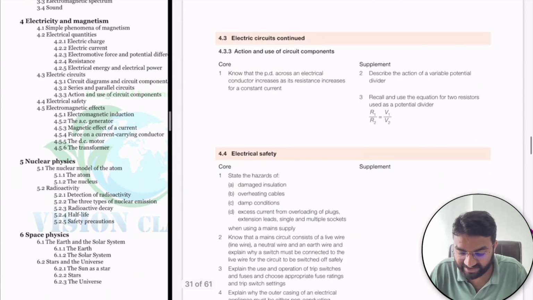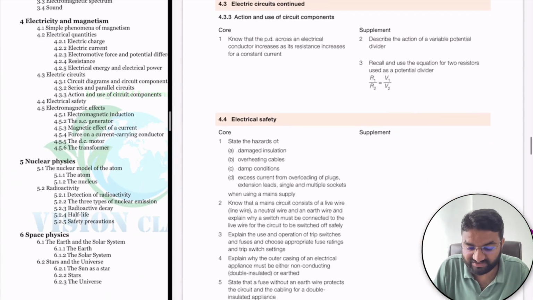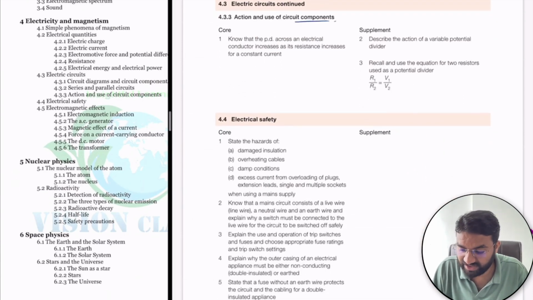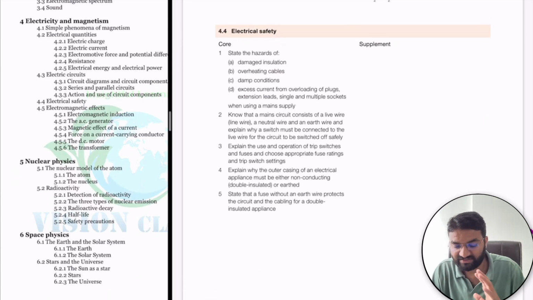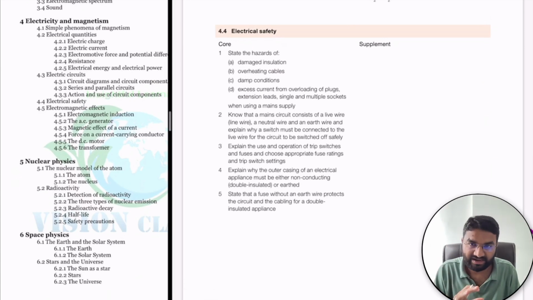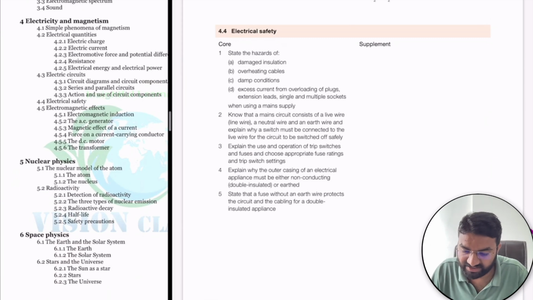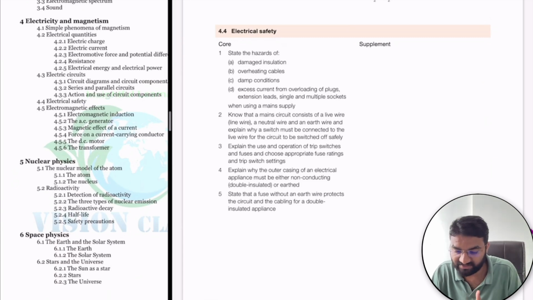Okay, then next, action and use of circuit components. Then electrical safety. So safety measures are important while handling the electric components. Then the hazards such as damage to insulation, overheating, then damp conditions. All right, then excess current from the overloading of plugs. All these things you have to understand.